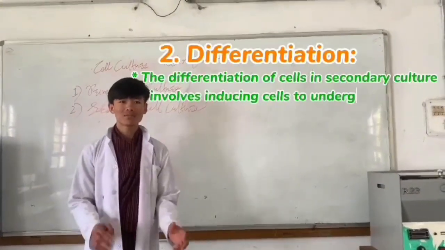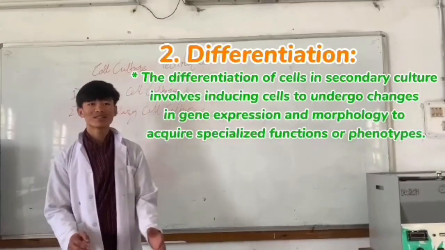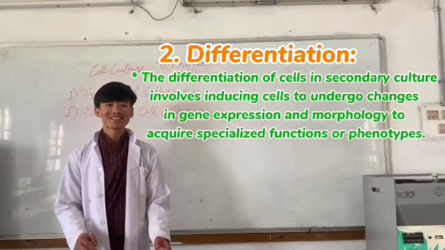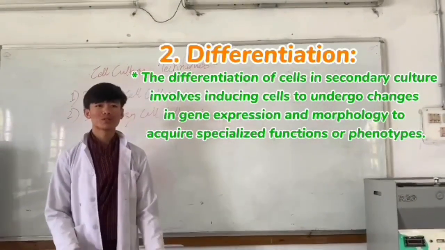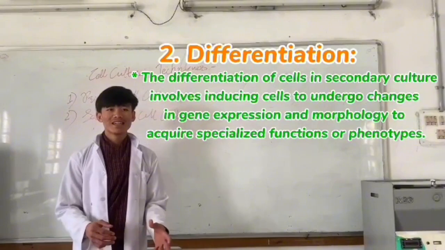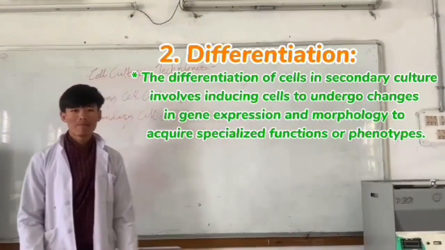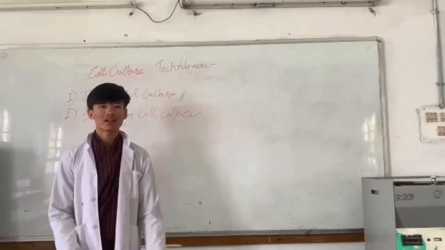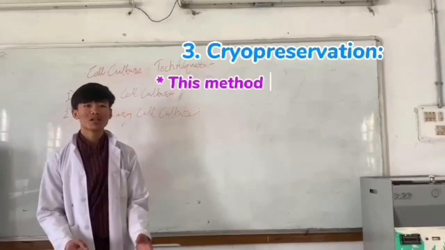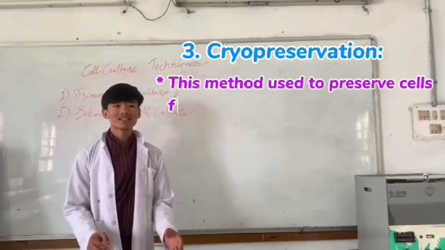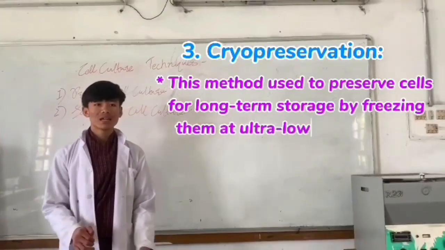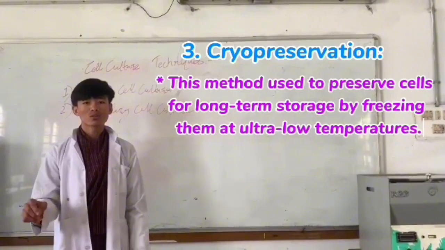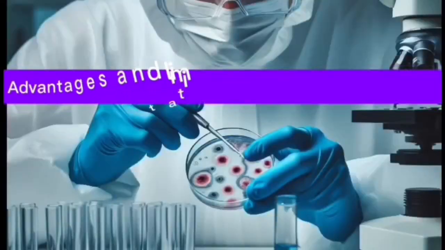And second, the differentiation. Differentiation of cells in secondary cell culture involves inducing cells to undergo changes in gene expression and morphology to acquire specialized functions or phenotype. And the third one is cryopreservation. This method is used to preserve cells for long time periods in a freezing, ultra-low temperature.